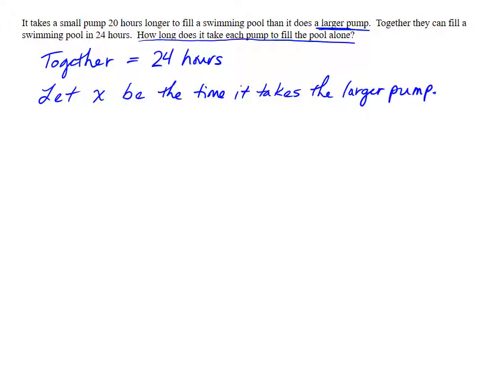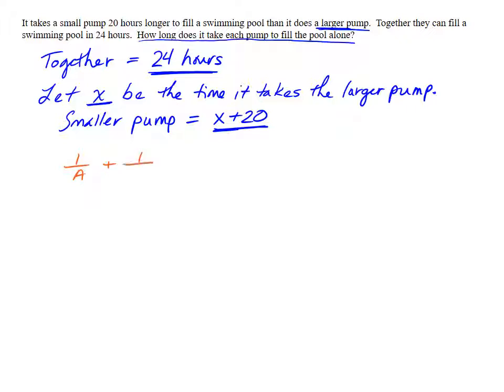That means that because the smaller pump takes 20 hours longer, the smaller pump is going to be x plus 20. So we've got x for the larger pump, x plus 20 for the smaller pump, and 24 hours for the together time. Remember, our formula was 1 over a plus 1 over b equals 1 over t.